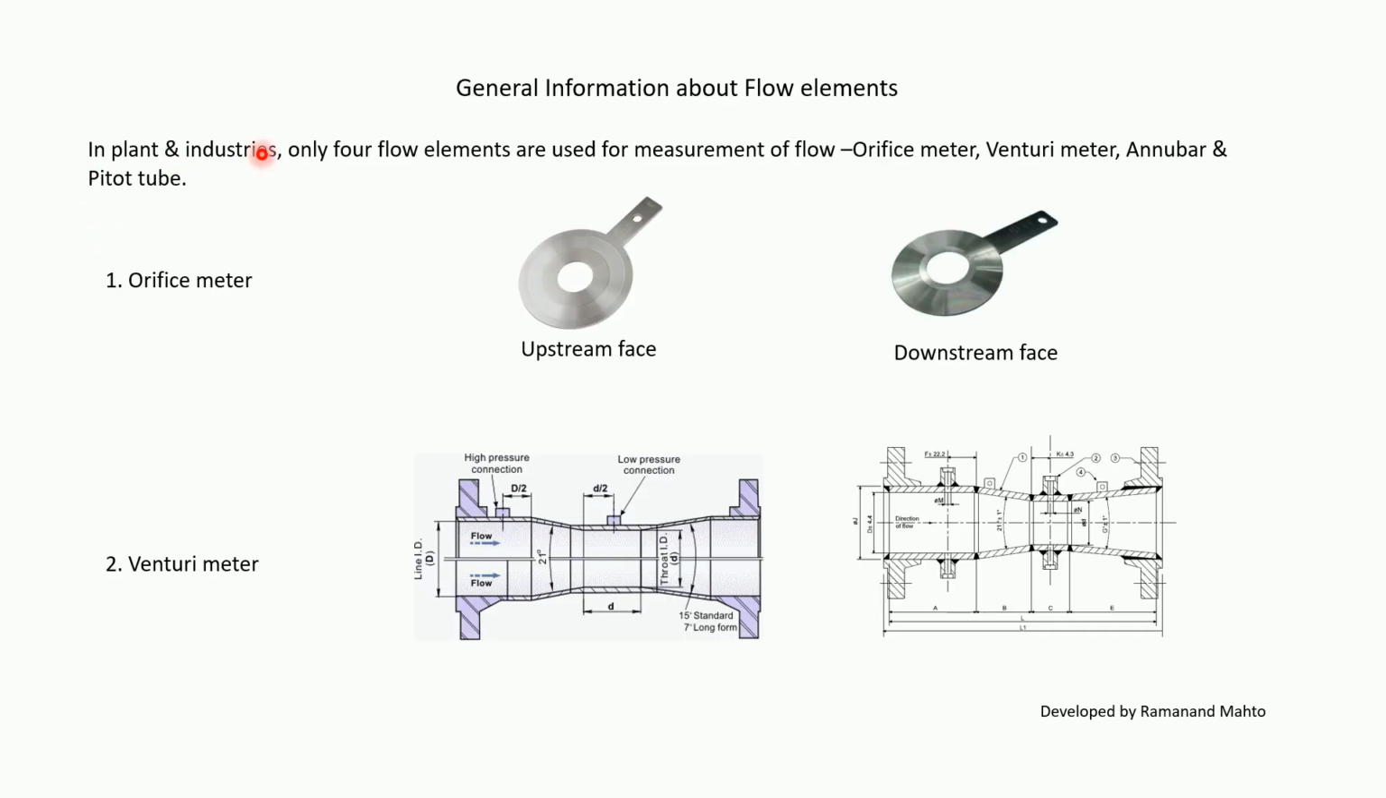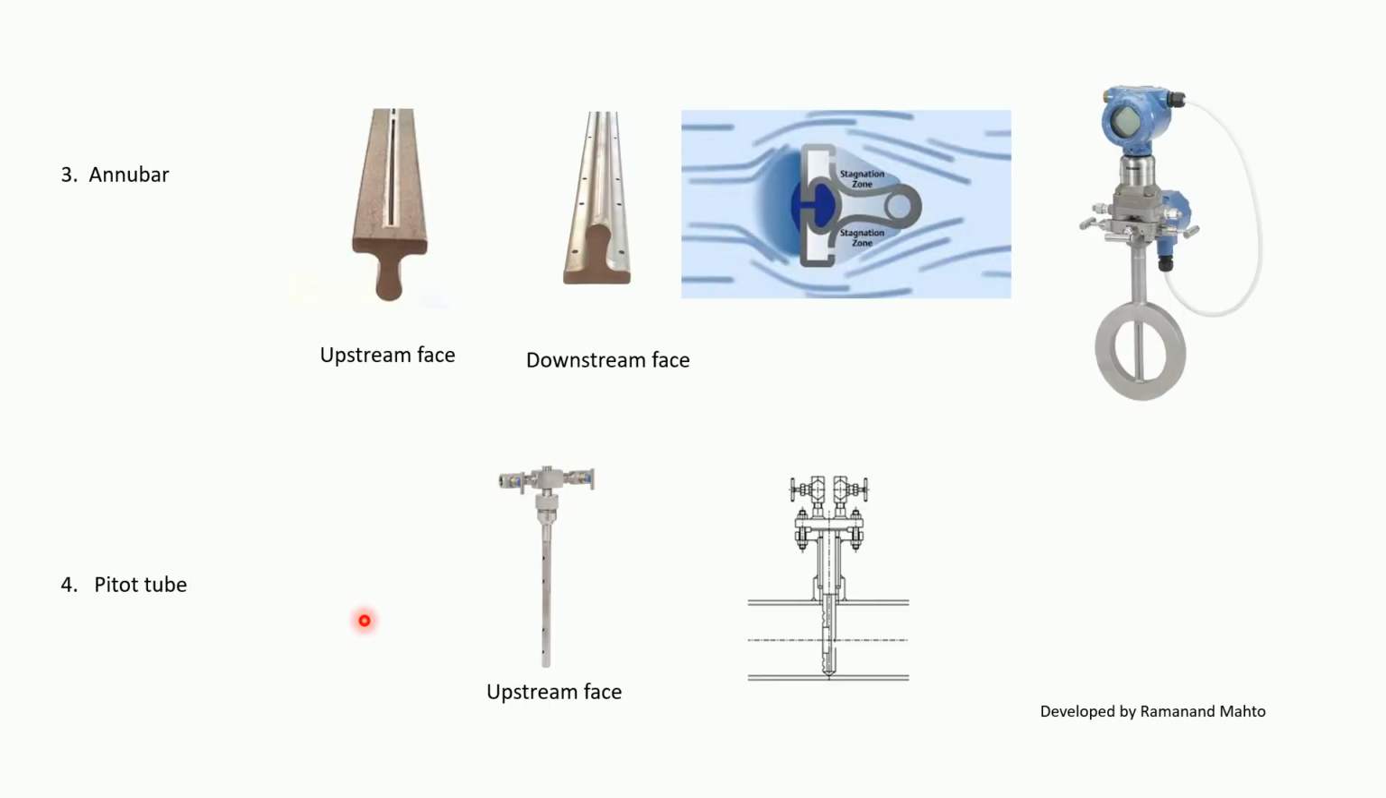In plants and industry, only four types of flow elements are used for measurement of flows. One is the orifice meter, Venturi meter, Anubar and pitot tube. Orifice meter, the upstream face is like this, the downstream face is like this. Venturi meter, we have a throat at the center. The low pressure is connected there, and the upstream pressure location is half of D from this location. And D is the inside diameter of the entry of the Venturi meter.